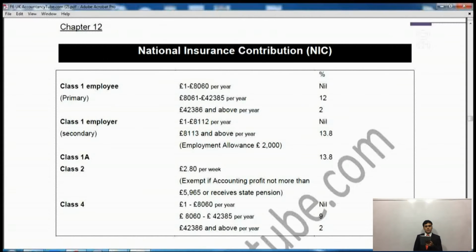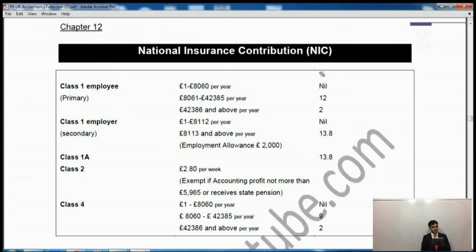Now, it is a standard rate of 2.80 per week, and if the earning is 5,965 or less than that, then you will not have to pay the 2.80 per week. You will not have to pay anything, right? Or if you are getting the state pension, you will still not have to pay anything, all right? And the last one is class 4 NI. Now, class 4 NI is only paid on the profits by self-employed people, and you will only have to pay on annual profits. The rate is given from 8,060 to 42,385 is 9%, and above that is 2%.